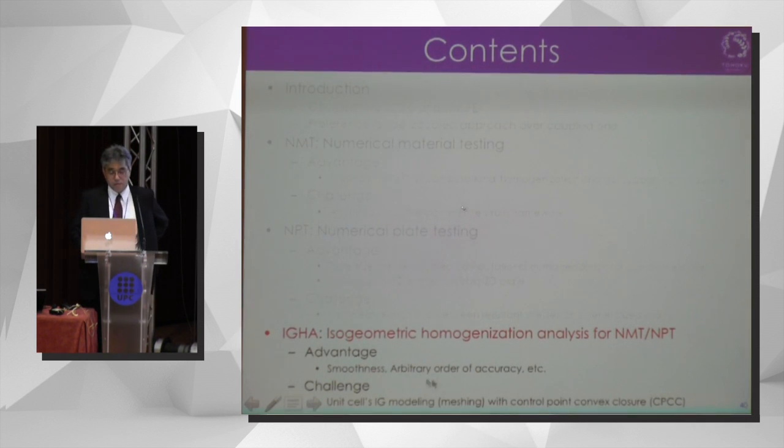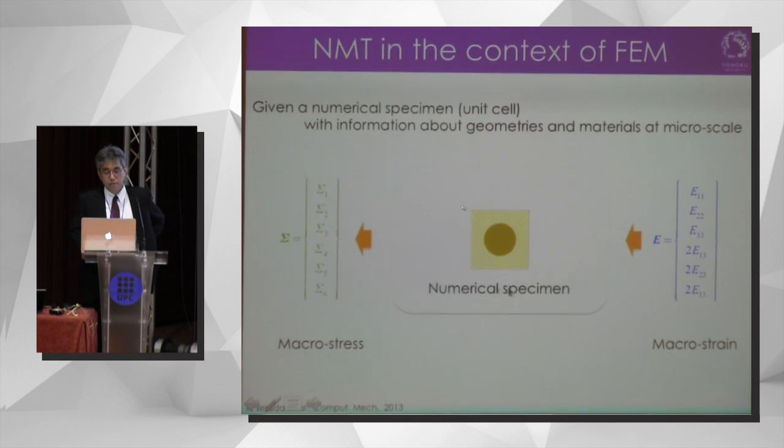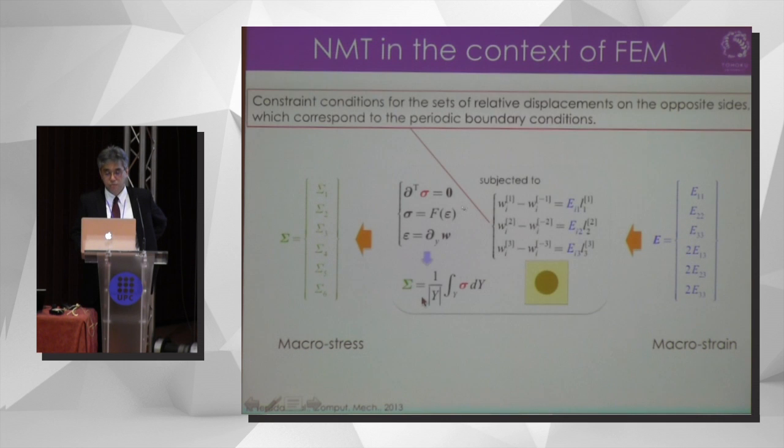Then let me go to the final topic, the isogeometric homogenization analysis for computational homogenization. Before going to this topic, let me briefly explain the numerical material test in the context of the finite element method. Given the numerical specimen here, this is a finite element model of this cell. Now with the information about geometry and material at the micro scale, we can compute the macroscopic stress from the macroscopic strain by solving this kind of governing equation, the microscopic equilibrium equation. Here we note that we have the constraint condition on the set of relative displacement on the opposite sides, which corresponds to the periodic boundary condition.